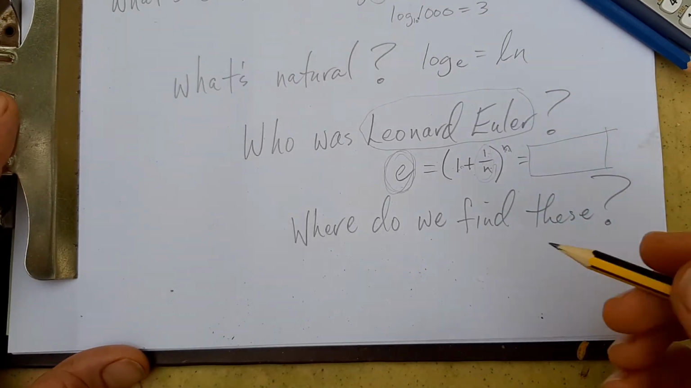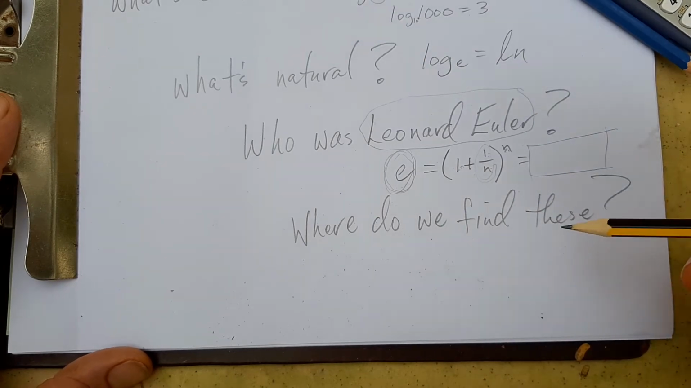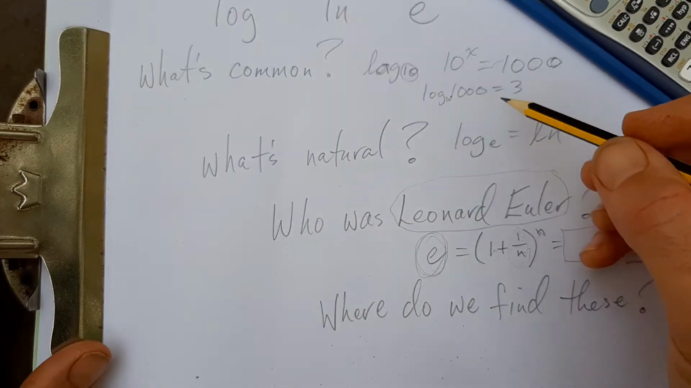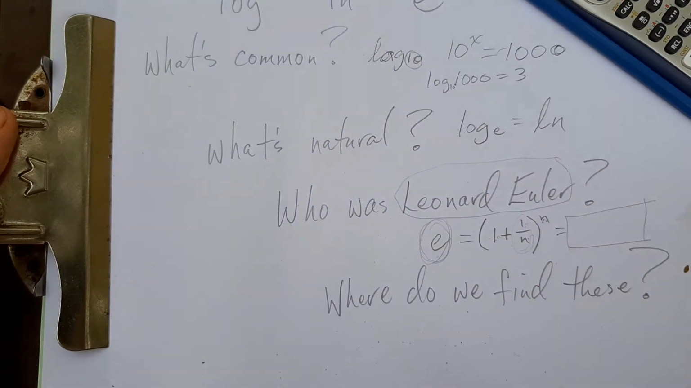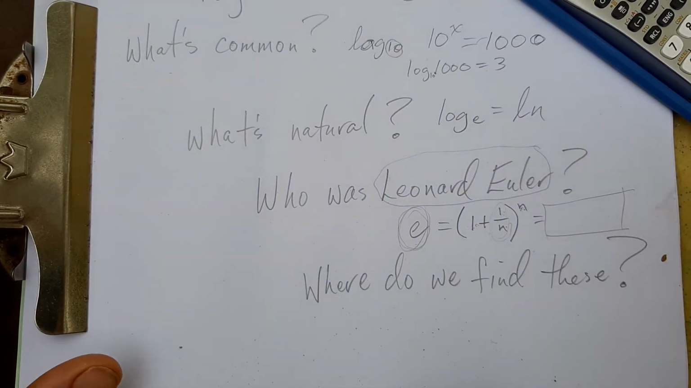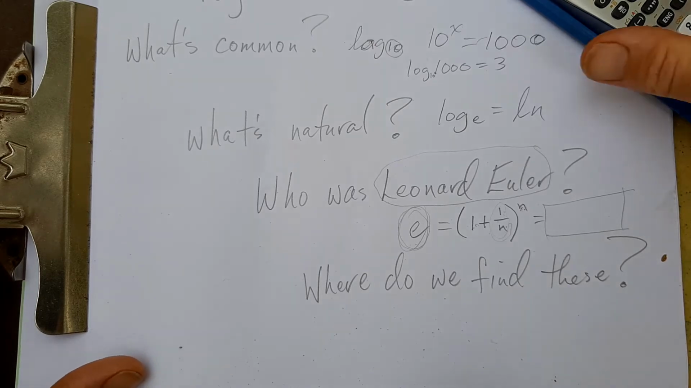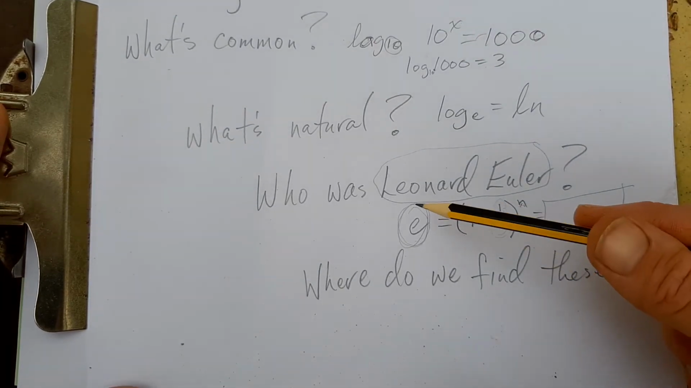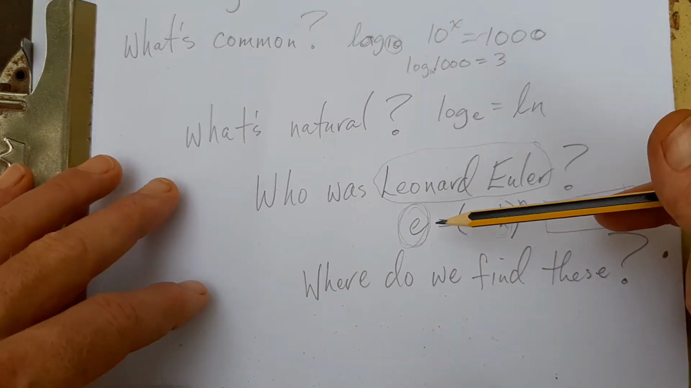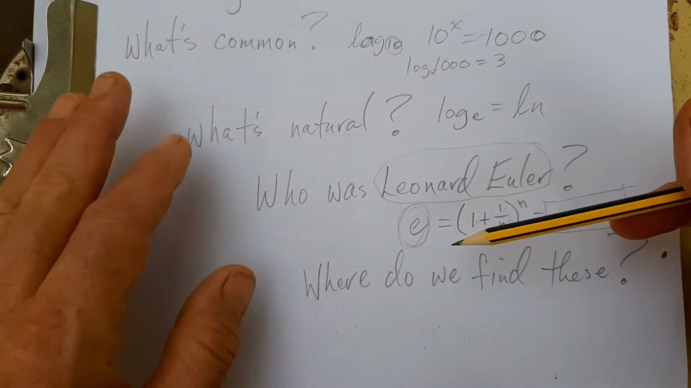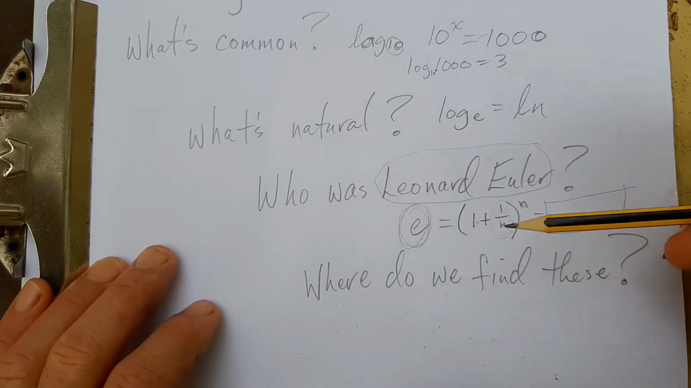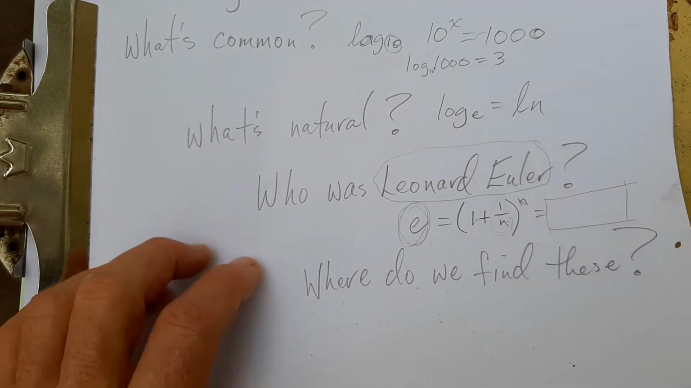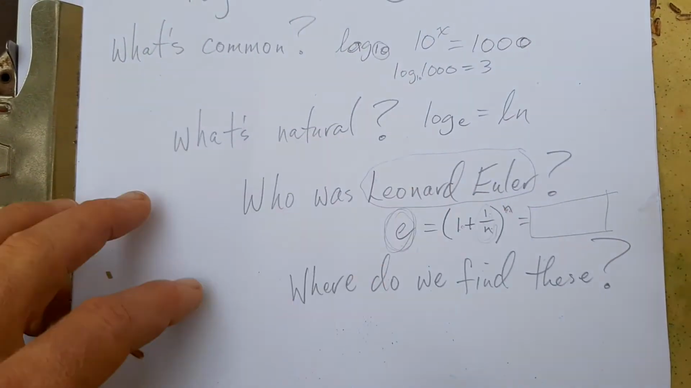Where do we find these? We find exponential growth. The common logarithm, base 10, is used in pH, acidity, alkalinity, chemistry. That's one place it's used. Euler's number, exponential growth, decay, money, interest, continuously compounded interest. Okay, so we'll do a couple problems at the end of the day.